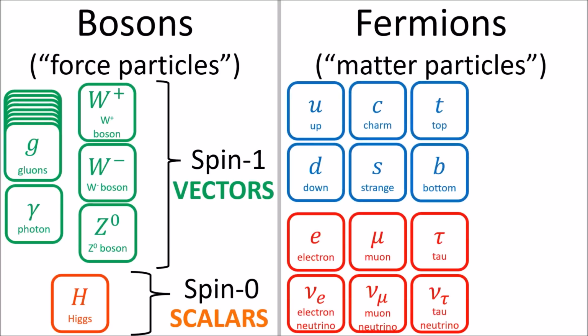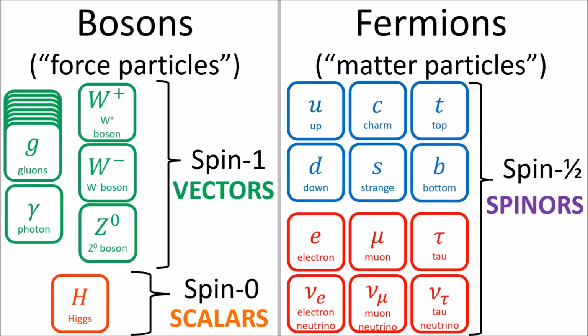However, all known fundamental fermions have spin 1/2, and these are represented by spinors. So, around half of all known fundamental particles are described by spinors. But what exactly does that mean?